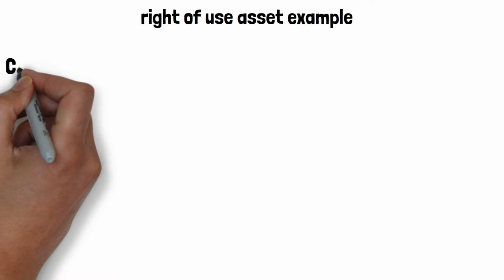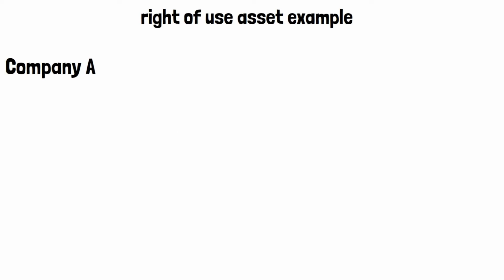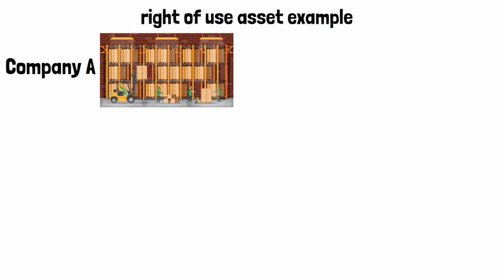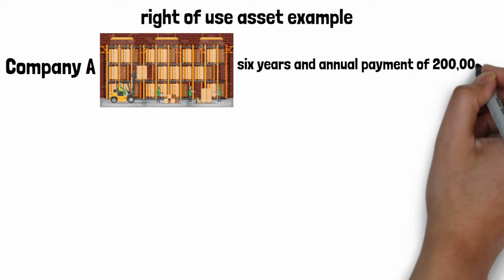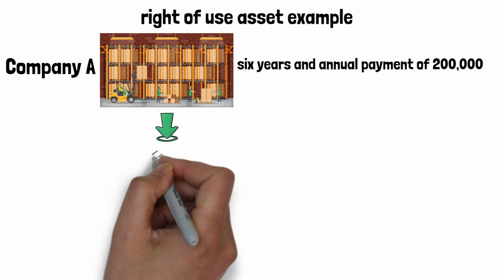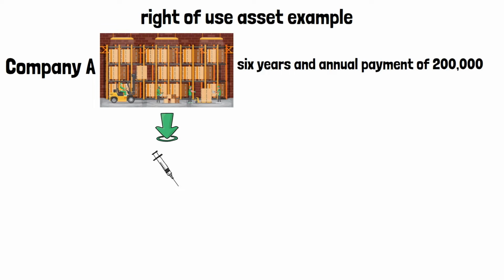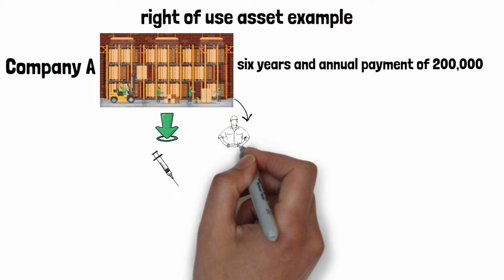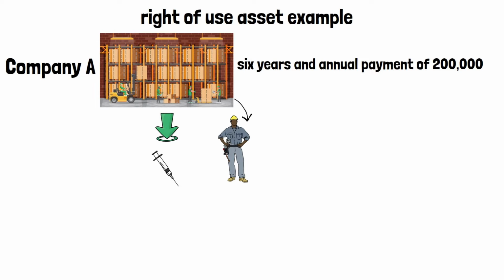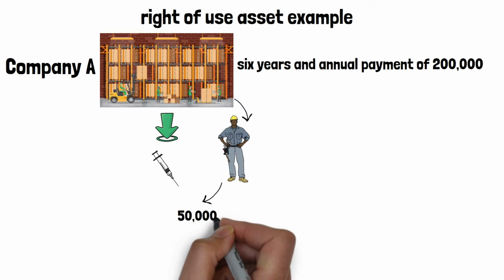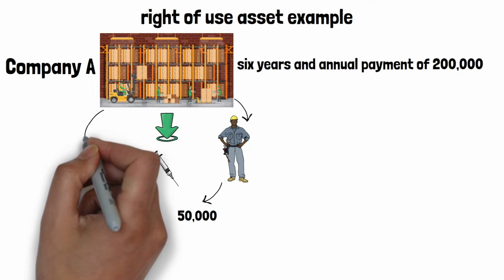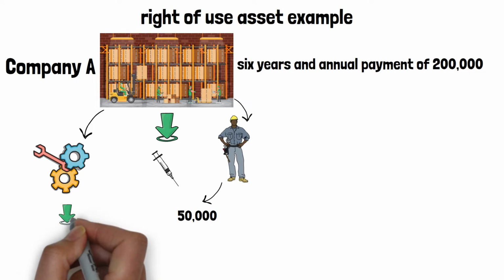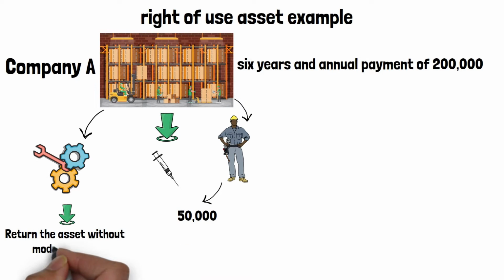So, this is an example: an entity leases a warehouse for 6 years. An annual payment of $200,000 is established for the right to use the asset. The company will use the warehouse to store medicines. Due to the characteristics of medicines, it will be necessary to make modifications to the asset to meet the requirements to store this type of inventory. For this, it was necessary to incur disbursements of $50,000. According to the warehouse owner, once 6 years have passed, the entity will return the asset under the same conditions as those established at the beginning of the agreement.